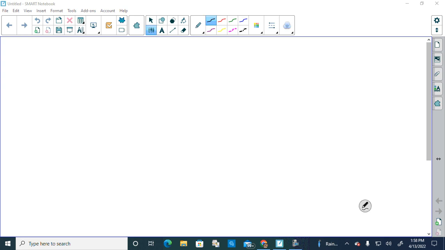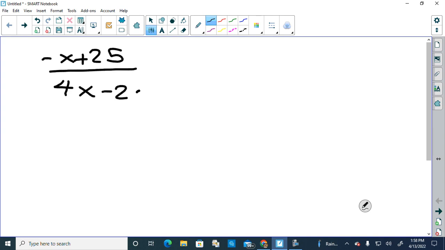Okay, so number 10, negative x plus 25 at the top. And then on the bottom, they can have 4x minus 20, or they could have taken the 4 and left it outside, which would be x minus 1. So either one of those denominators would work. It's just all right or all wrong.